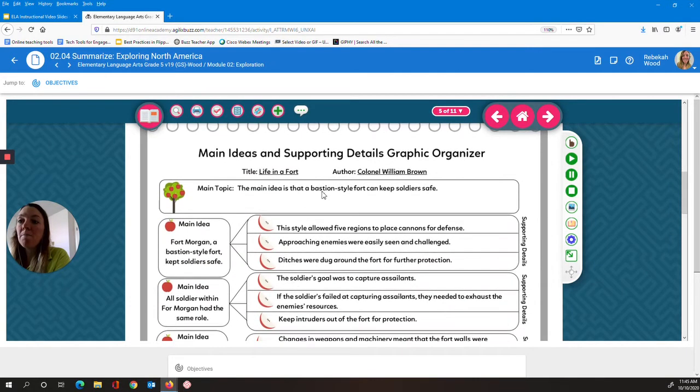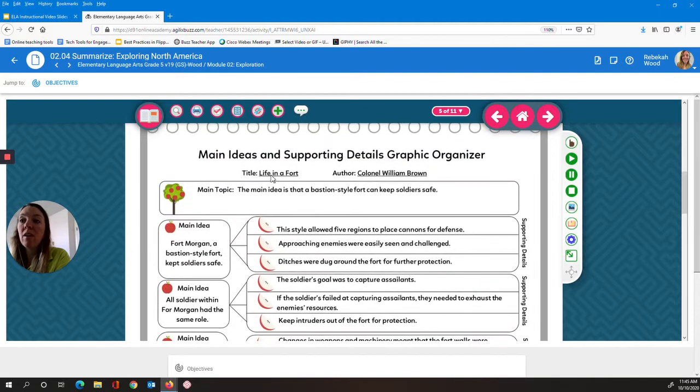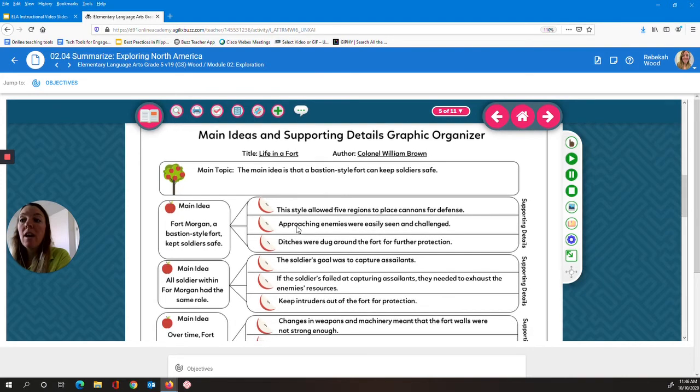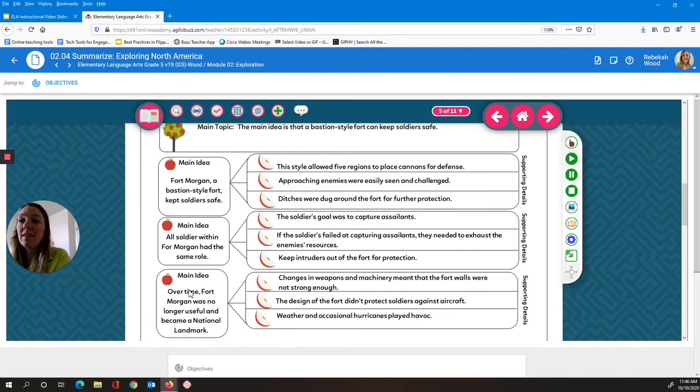Here's an example of our organizer from the text that we read, Life in a Fort, when we learned about Fort Morgan. So it says title, Life in a Fort, author, Colonel William Brown. And then the main topic, the main idea is that a bastion-style fort can keep soldiers safe. So that was the main idea of that story. And then that was the main topic. And then it has 3 main ideas and then supporting details from each of those.